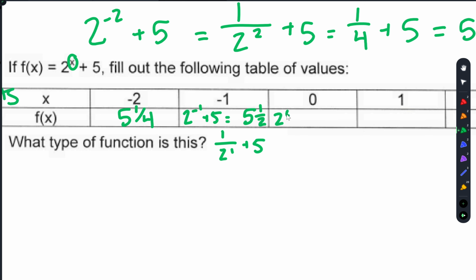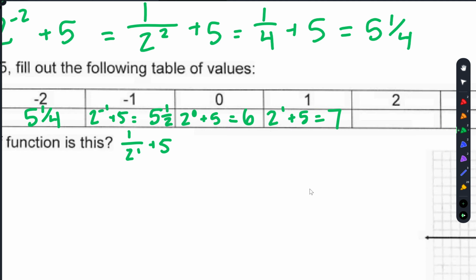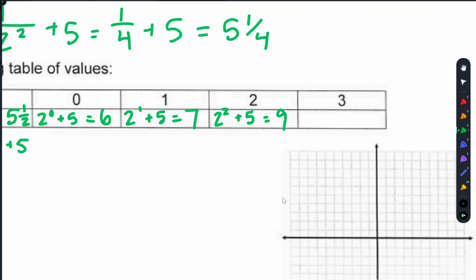2 to the 0th power, anything to the 0th power is 1. So that's a 6. 2 to the first power is 2. 2 plus 5 is 7. 2 to the second power is 4. 4 plus 5 is 9. And then 2 to the third power is 8. 8 plus 5 is 13.